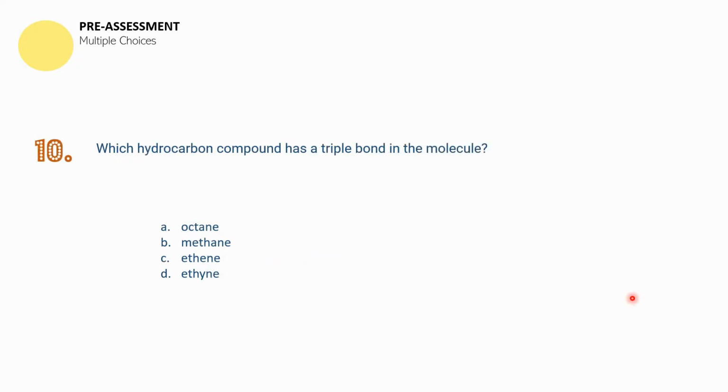Which hydrocarbon compound has a triple bond in the molecule? A, octane. B, methane. C, ethene. D, ethyne. Pause this video if you need more time. If you have decided to continue, let us move to question number 11.